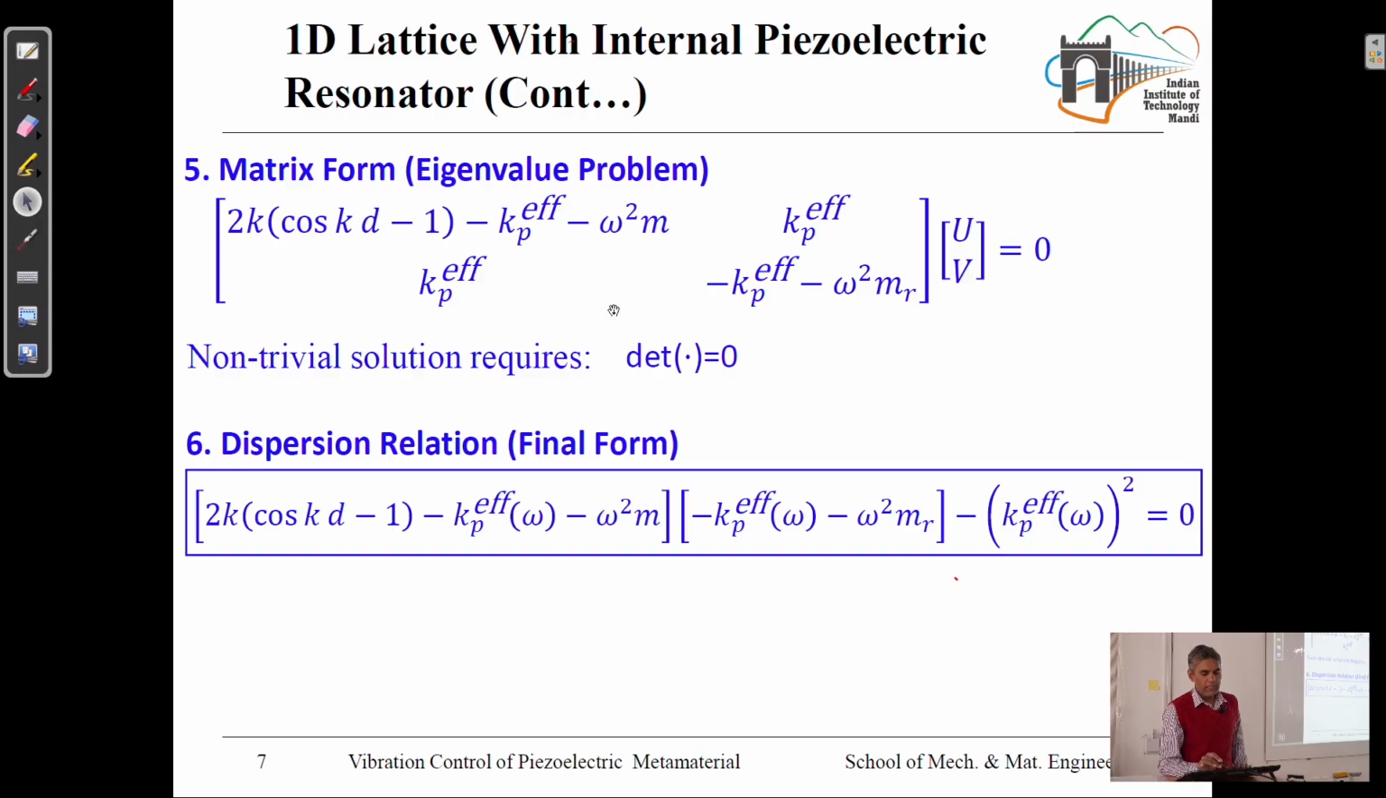Now for non-trivial solutions for this matrix equation, the determinant of this matrix must be 0, right? So if you assign this equal to 0, then you will have this expression. This equation is known as the dispersion relation. Why is it so? Because it has a relation between the frequency and the wave number, right?